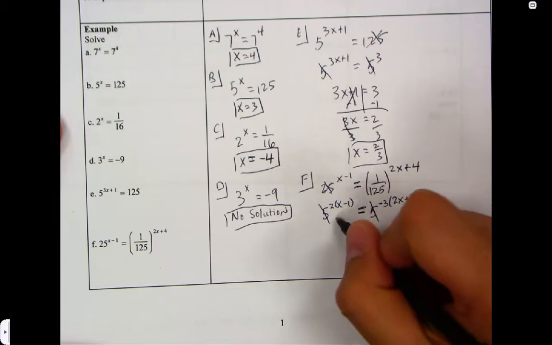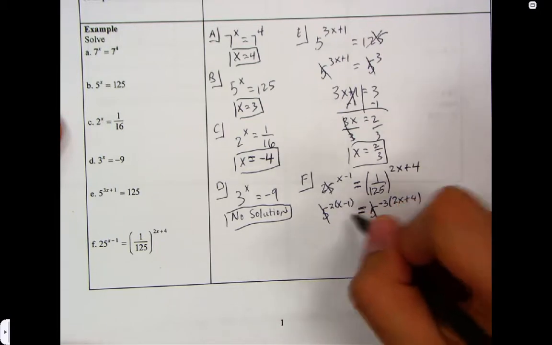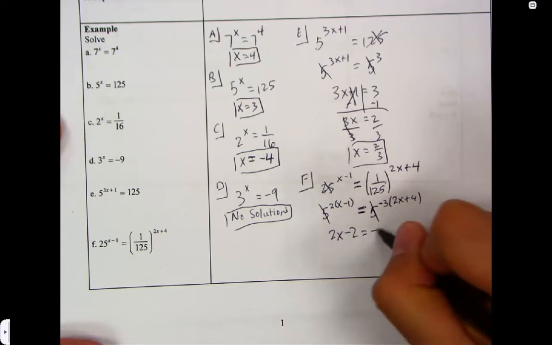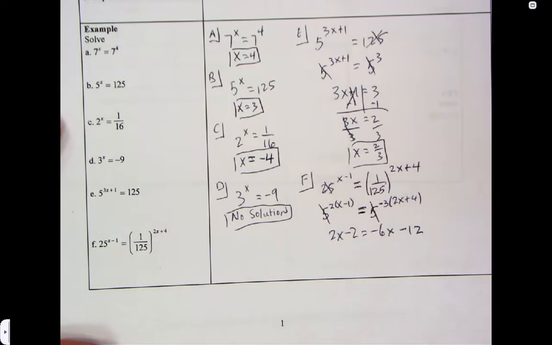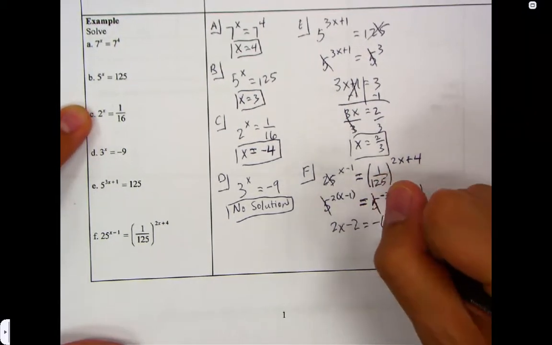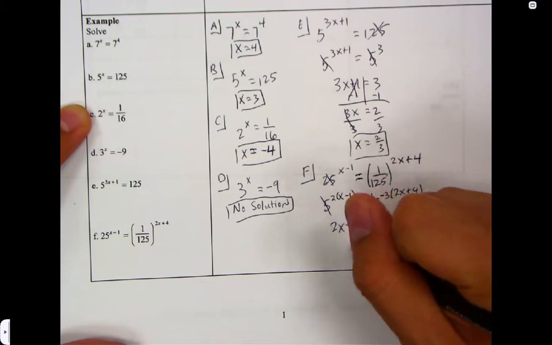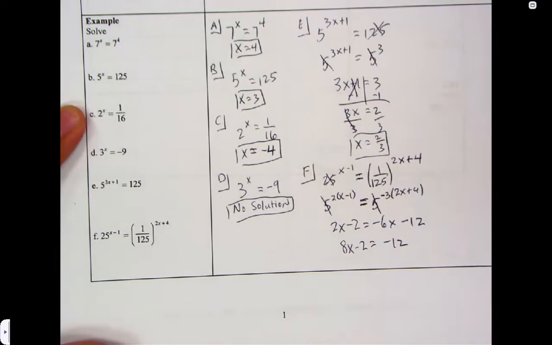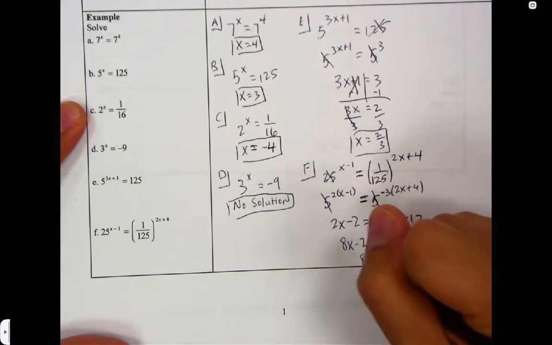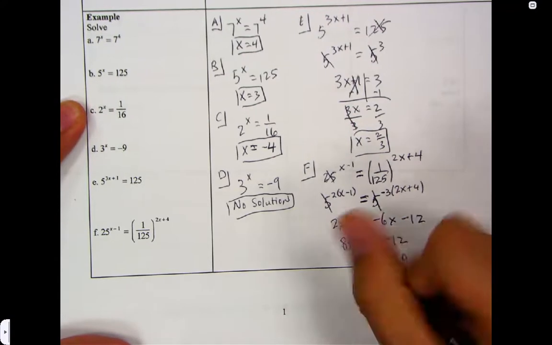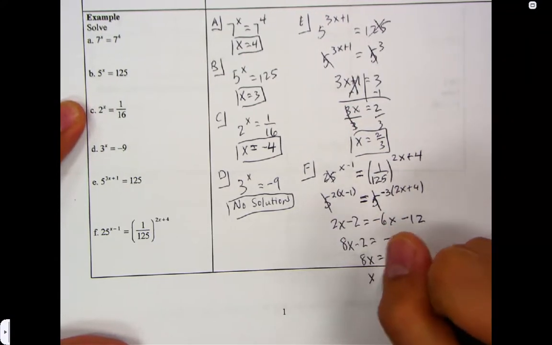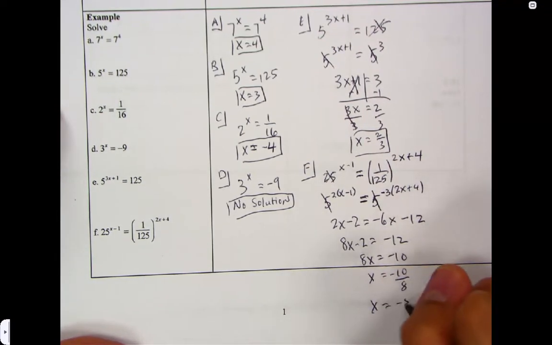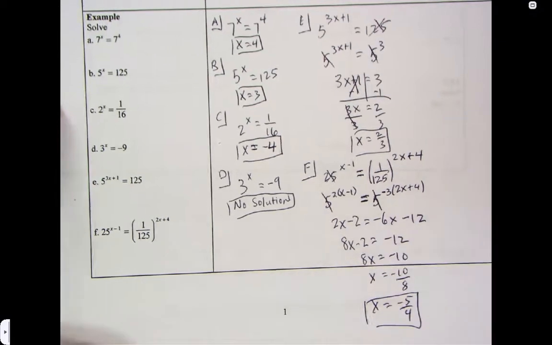Now this is an Algebra 1 equation. What do you do when there's parentheses? Distribute. 2x minus 2 is equal to negative 6x minus 12. I'm going to add 6x on both sides. So 8x minus 2 is equal to negative 12. Two-step equation, add 2 on both sides, 8x equals negative 10. Divide by 8, x equals negative 10 over 8. Reduce, x equals negative 5 over 4. And that's what x equals.